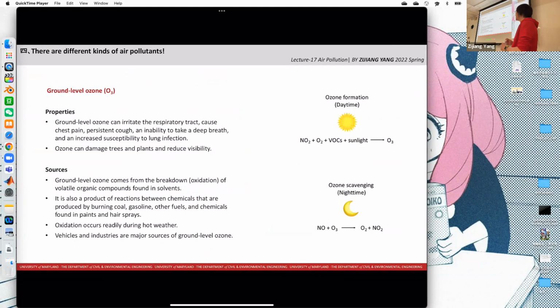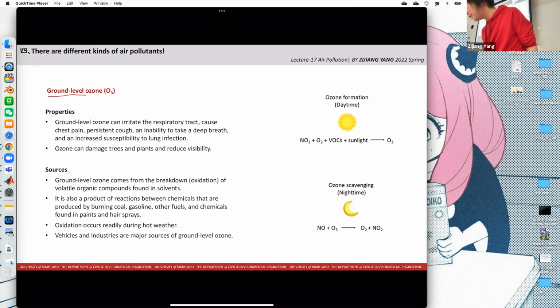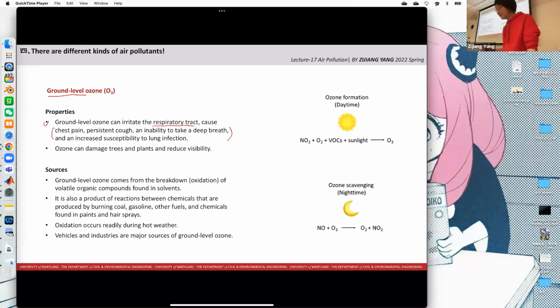And the next pollutant is ground level ozone. The keyword is ground level. We know that ozone is very good at the top of the atmosphere because it can absorb UV radiation from the sun. But ground level ozone is bad. It can irritate the respiratory tract and cause different types of adverse effects. Ozone can also damage trees and plants and reduce visibility.